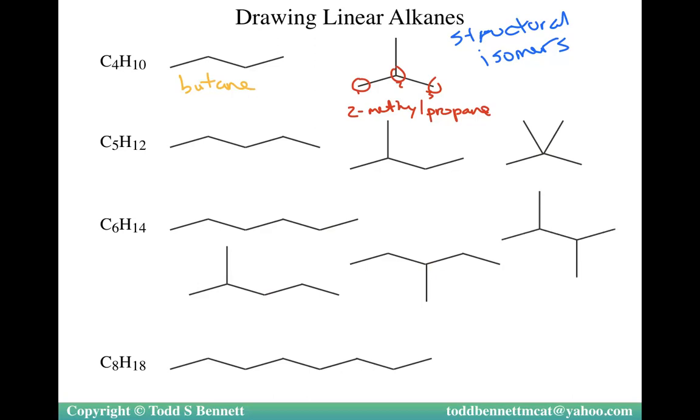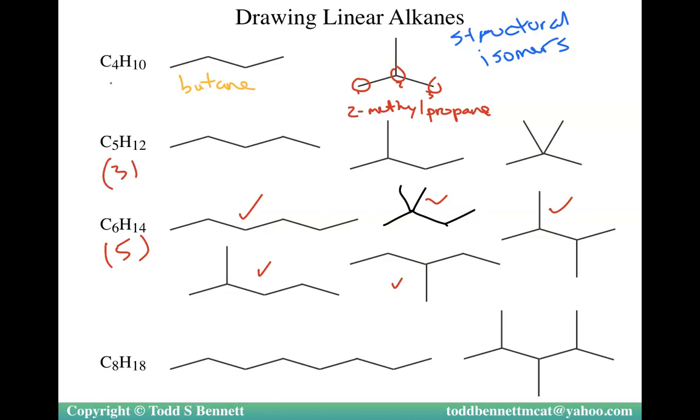Now I can put 4 together. So 4, 1, 2, 3, 4 in a chain. This is 2,3-dimethyl. Sorry, one more for this one. I could have also put 2,2-dimethyl butane and 2,3-dimethyl butane. So there is 1, 2, 3, 4, 5 possibilities. This one there were 3, this one there were 2.